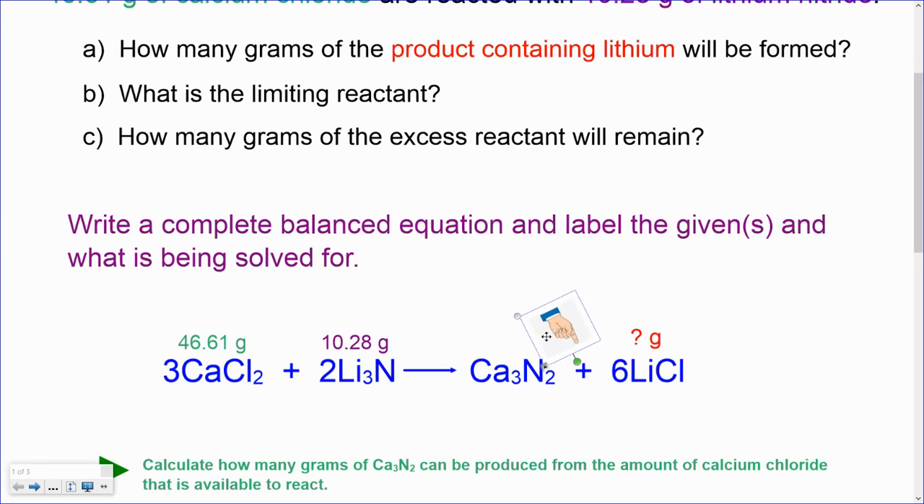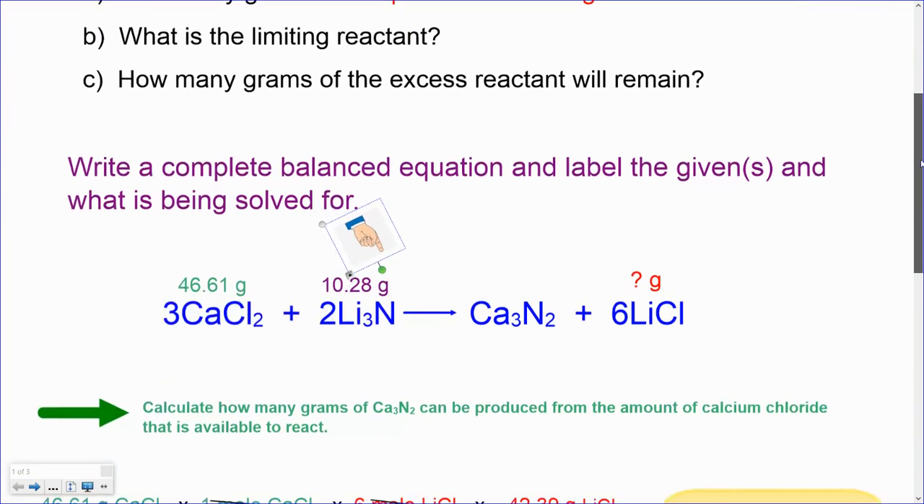After we've balanced the equation, we don't have any use for this calcium nitride. It's not involved in the problem any longer. We still need to write it down, though, to help us get the correct coefficients for the reaction, but we are not going to use it any further after this step. So the first step is I'm going to calculate how much product of lithium chloride I can produce based on the amount of calcium chloride available, and I'm going to temporarily ignore the lithium nitride.